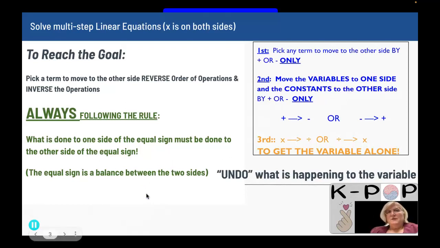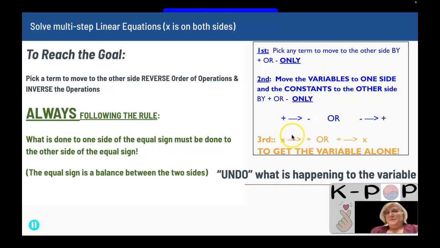To reach the goal, we want to pick any term to move to the other side by adding or subtracting only. After you pick that term, you're going to move the variables, the letters, to one side of the equal sign, and the constants, which are the numbers without a letter attached to it, to the other side of the equal sign by adding or subtracting only. So your first two steps are going to be addition and subtraction.